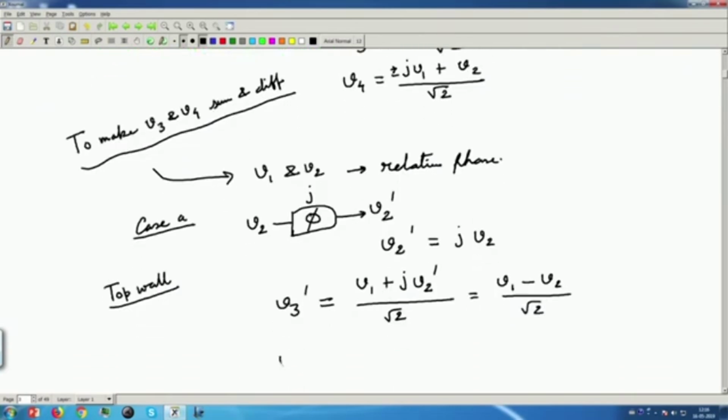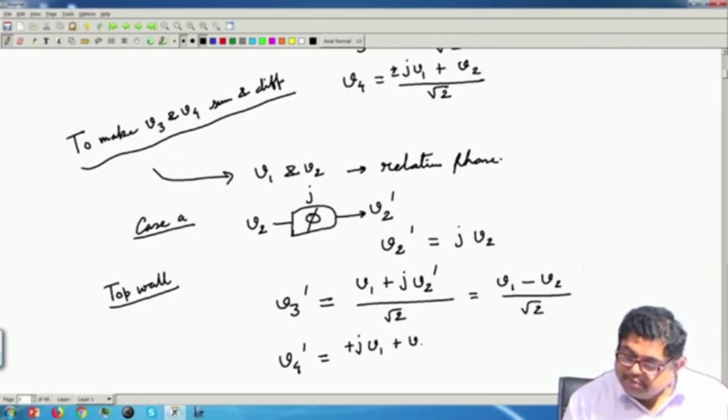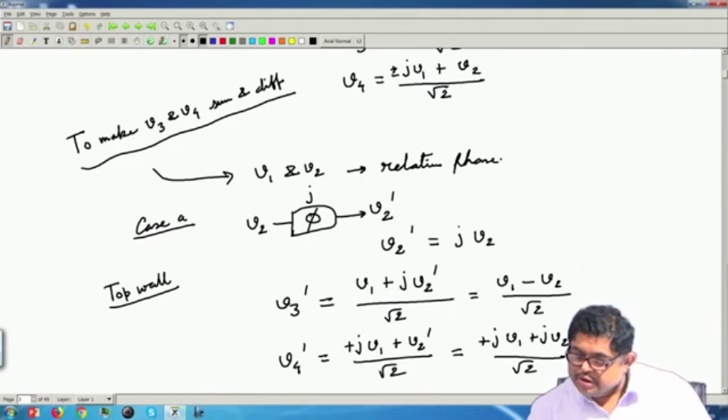and what will be V4 dashed? So, V4 dashed will be that plus J V1 plus V2 dashed by root 2. Now, put the value of V2 dashed. So, plus J V1 plus J V2 by root 2. So, it is J by root 2 times V1 plus V2.